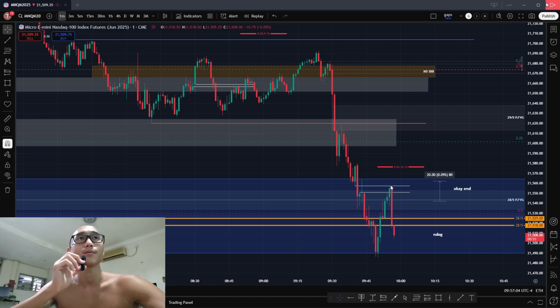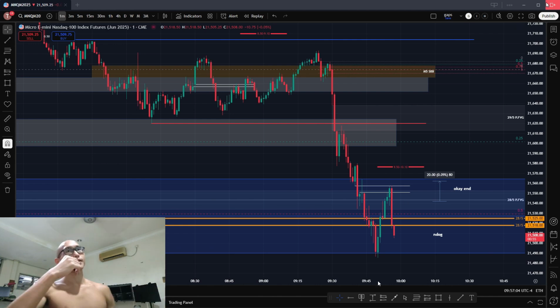Then I waited for something that makes sense, and which is also coupled with my bias of the day. So I could have taken this scalp here, right all the way to here, and then this loss will be covered by the profit share also. So yeah, that's how I look at trading right now. And trading is just like that.